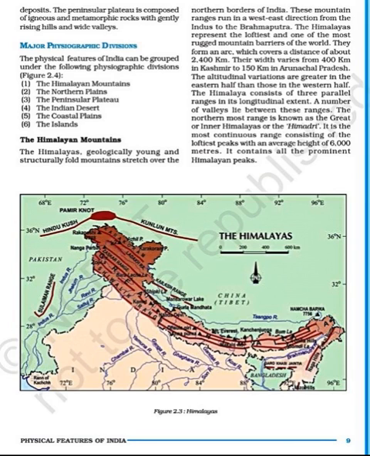This you can see on your page 9. Mount Everest, Kanchenjunga. Mount Everest is in Nepal, Kanchenjunga in India, then Makalu, it is again in Nepal, Dhaulagiri again in Nepal, Nanga Parbat, then Annapurna, Nanda Devi, Kamet, Namcha Barwa. So all these are the important peaks, all the prominent Himalayan peaks of the Himadri range.